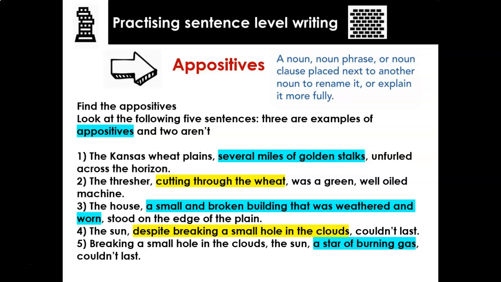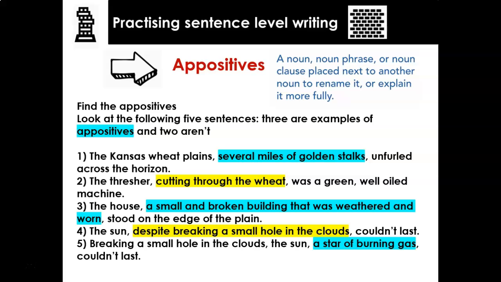Brilliant. The thresher cutting through the wheat was a green, well-oiled machine. So actually cutting through the wheat, nope, that's a verb phrase. It's telling us what it's doing. It's not renaming it. So that is not an appositive. Okay, number 3, the house, a small and broken building that was weathered and worn, stood on the edge of the plain. The house stood on the edge of the plain. A small and broken building that was weathered and worn stood on the edge of the plain. Cha-ching, it is an appositive.